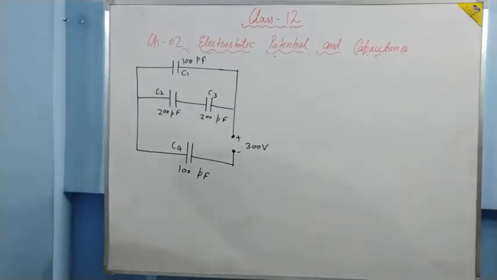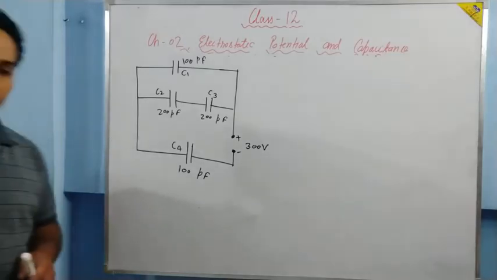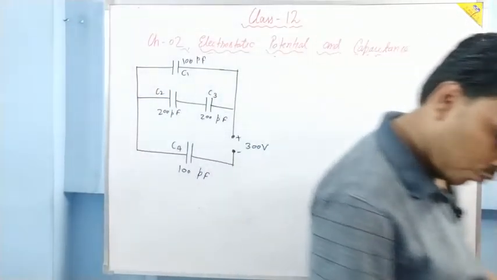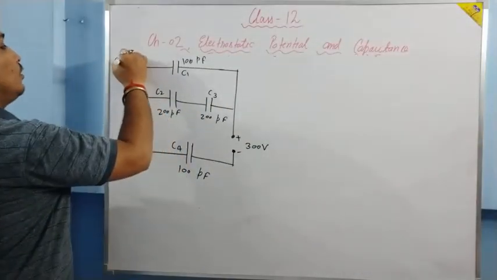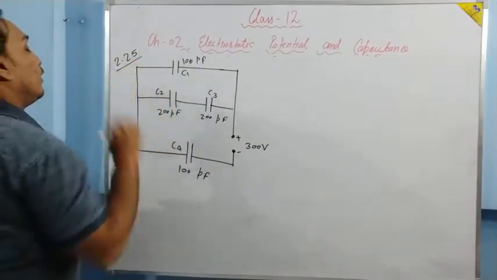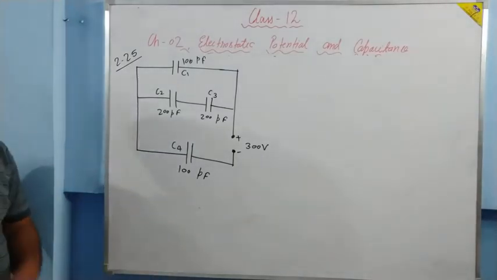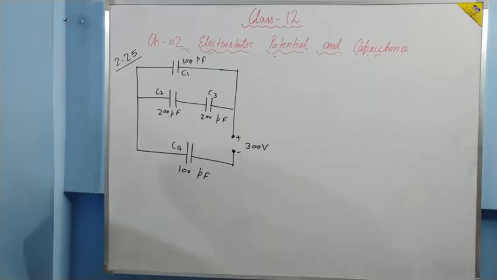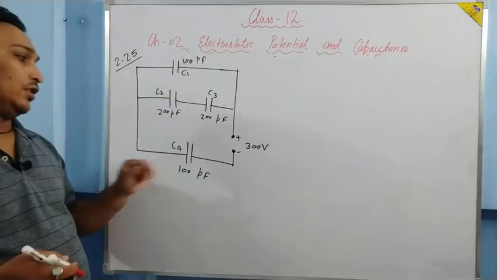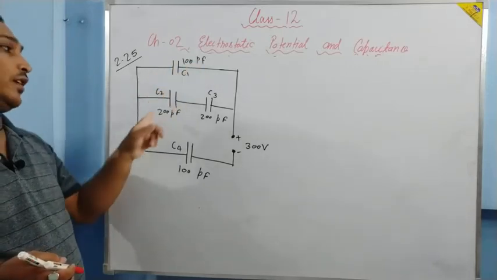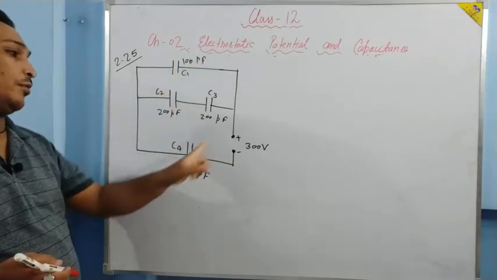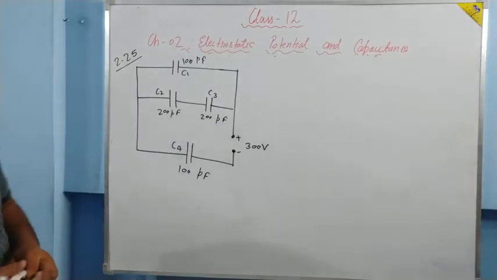This is the next question we have to solve, and it is from NCERT. The question number is 2.25. In this question, you have to tell the equivalent capacitance, and the voltage and charge across each capacitor. This is C1, this is C2, this is C3, this is C4. They are 100 picofarad, 200 picofarad, 200 picofarad, and 100 picofarad. The source is plus 300 volts.